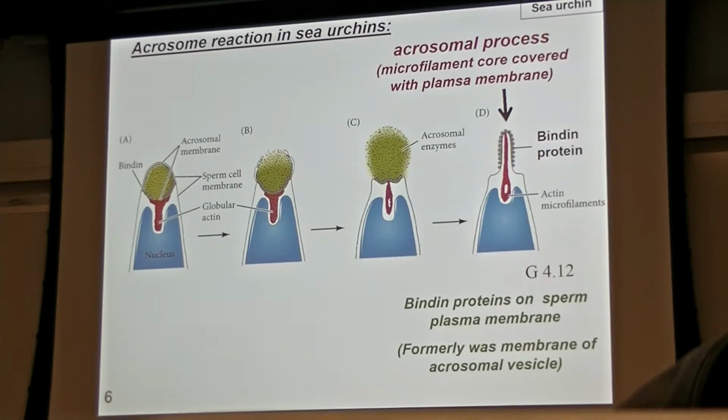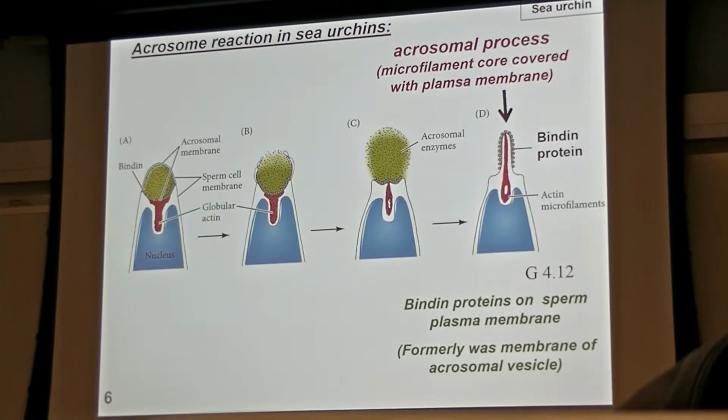What do the acrosomal enzymes do? You are thinking ahead, and that's a very good sign, so hold that thought, and we will get to that in a couple of slides.